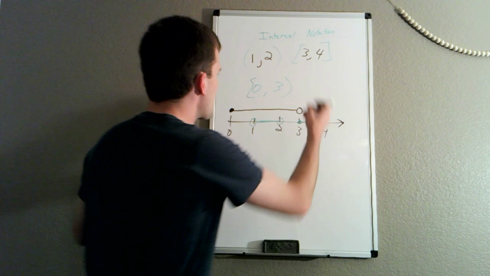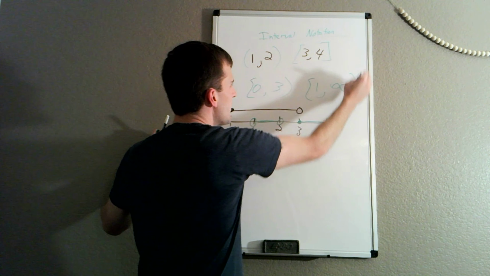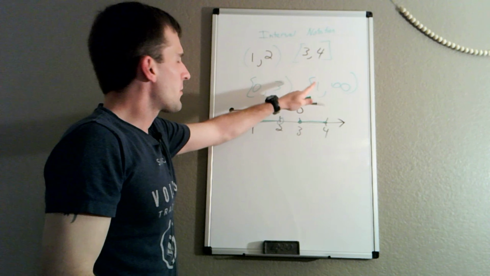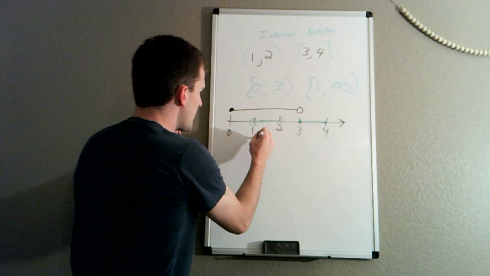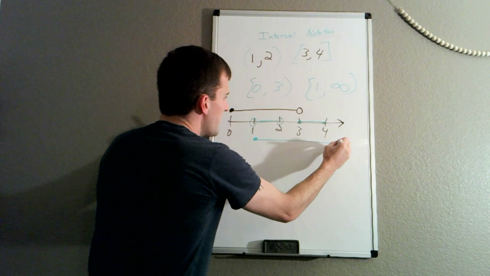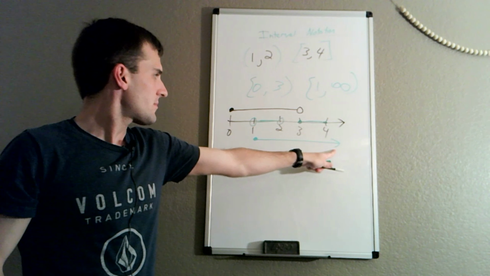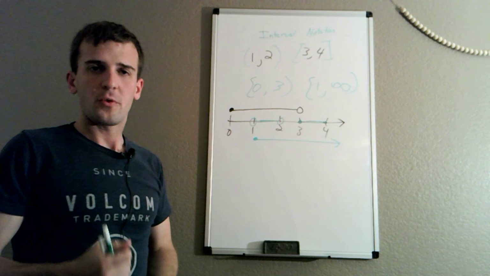So let's say we want to represent the values from 1 to infinity. Again, since it's a bracket on the left-hand side, the value of 1 is included, so we're going to put a dot. And then it's just going to keep going, so we're going to put an arrow on the right side. So that is how you represent infinity with interval notation.